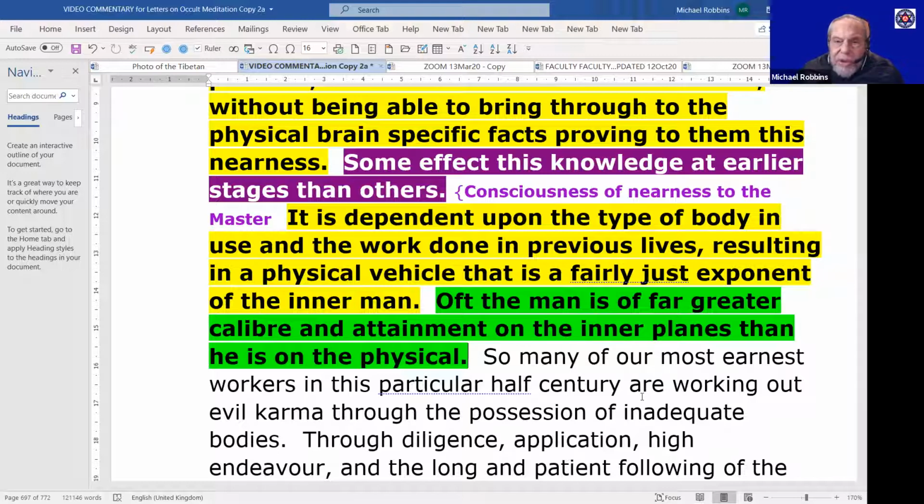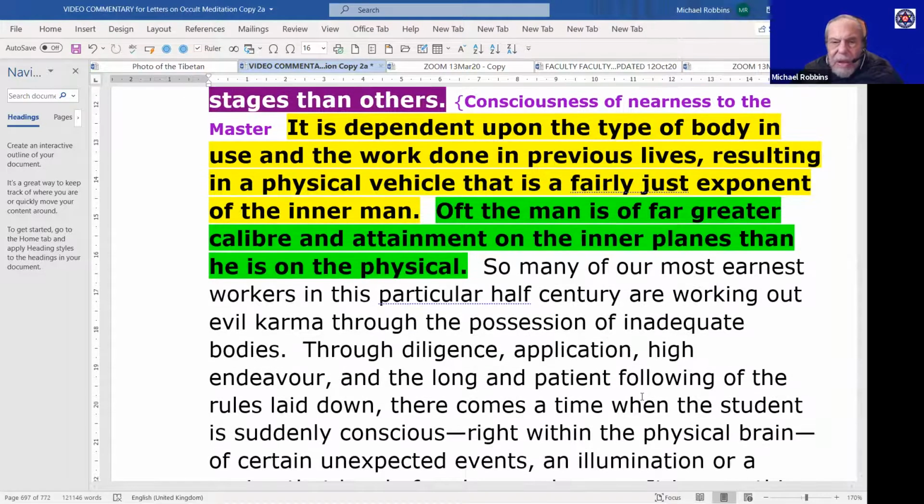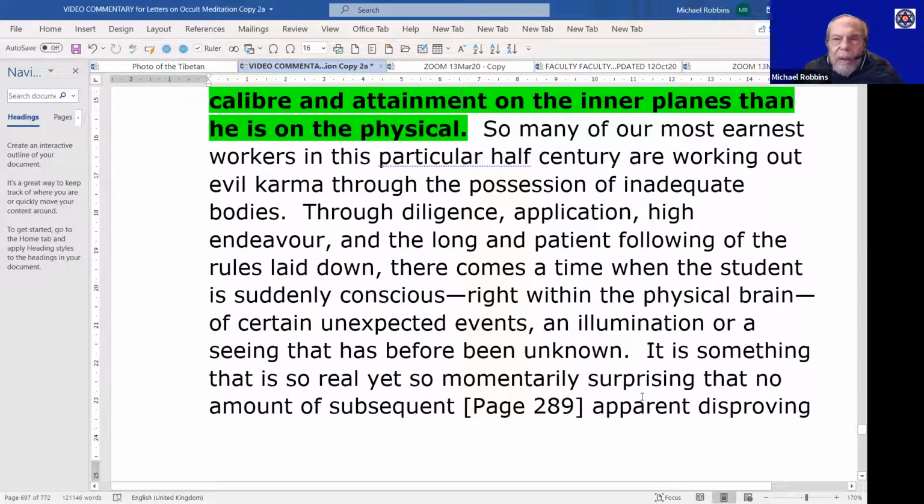So many of our most earnest workers in this particular half century, 1900 to 1950, are working out evil karma through the possession of inadequate bodies, through diligence, application, high endeavor, and the long, patient following of the rules laid down. There comes a time when the student is suddenly conscious, right within the physical brain, of certain unexpected events, an illumination or seeing that has been unknown before.